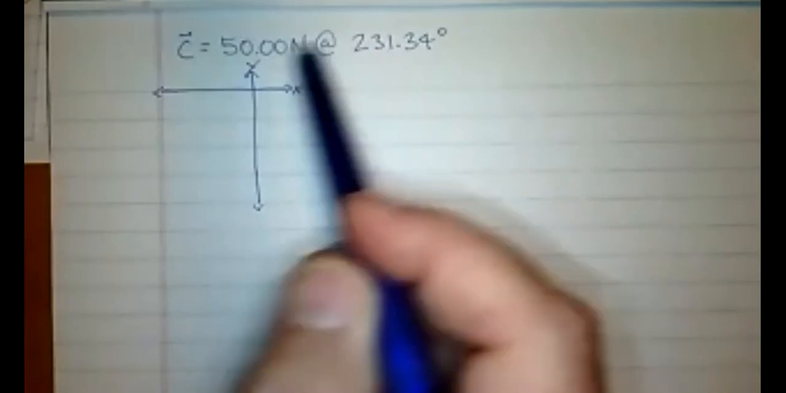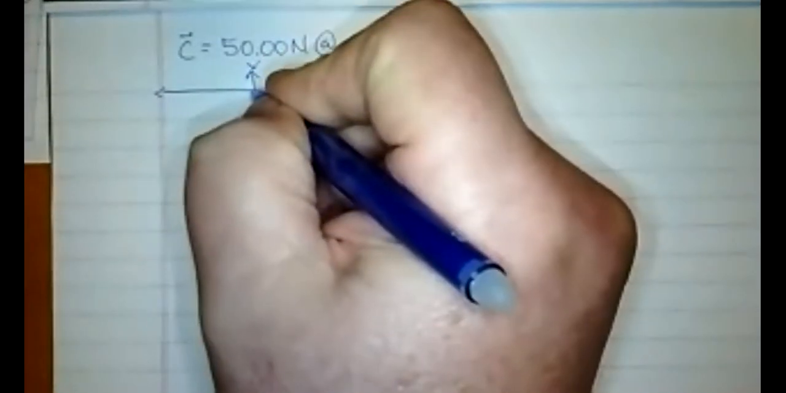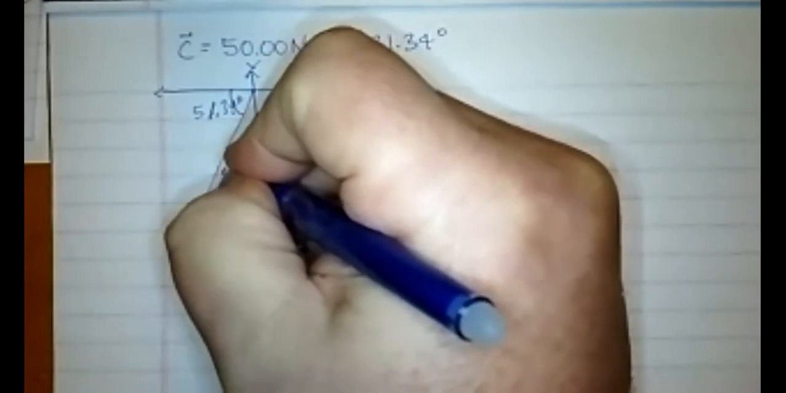So we go beyond 180, 51.34 degrees past. So we're going to say it's roughly this angle right here. That right there is 51.34, excuse me. You want to write that 51.34 degrees. This is vector C, and its magnitude is 50.00 newtons. And in this case, I want to find the X and Y components.